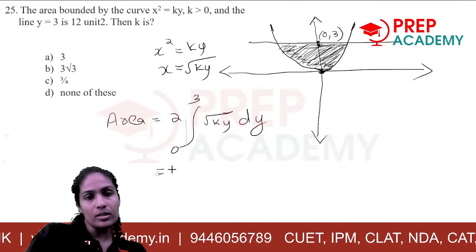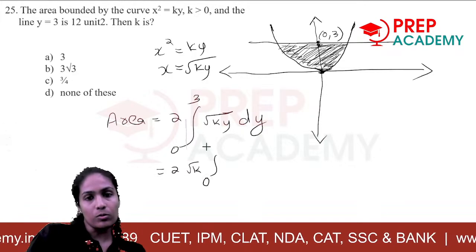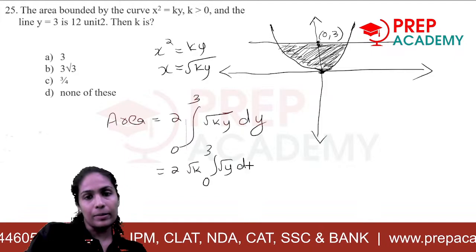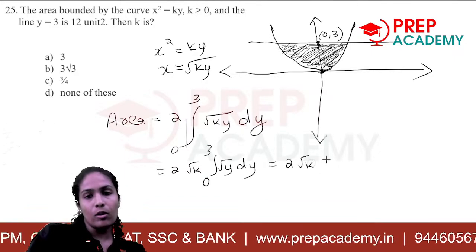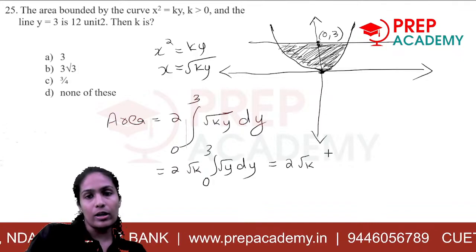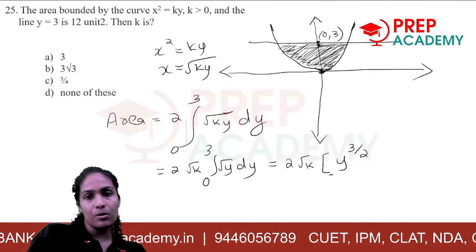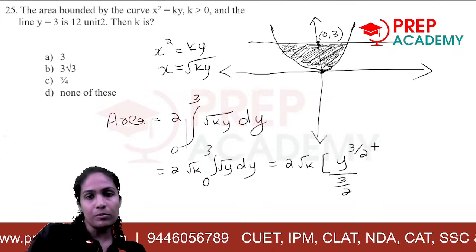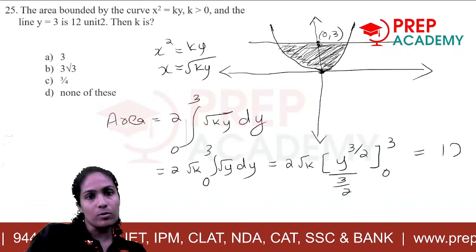I'm integrating this. 2 into root k, since k is a constant, root k integral 0 to 3 root y dy. Integral of root y is integral of y raised to 1 by 2. Integral of y raised to 1 by 2 is y raised to 1 by 2 plus 1, that is 3 by 2, y raised to 3 by 2, within the limits 0 to 3. The area is equal to 12 square units.